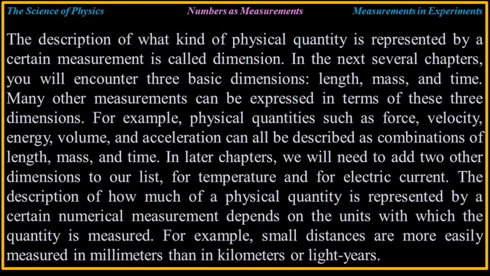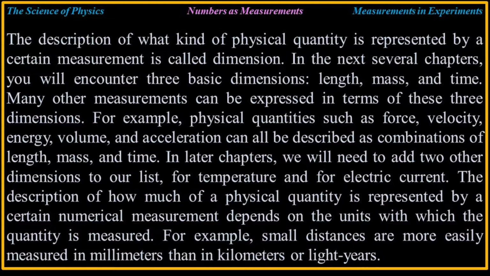The description of what kind of physical quantity is represented by a certain measurement is called dimension. In the next several chapters, you will encounter 3 basic dimensions: length, mass, and time. Many other measurements can be expressed in terms of these 3 dimensions. For example, physical quantities such as force, velocity, energy, volume, and acceleration can all be described in combinations of length, mass, and time.